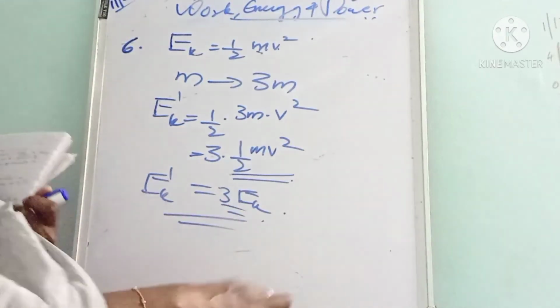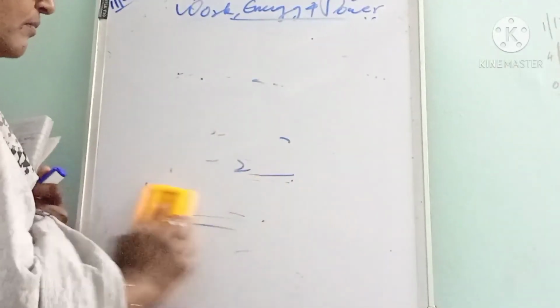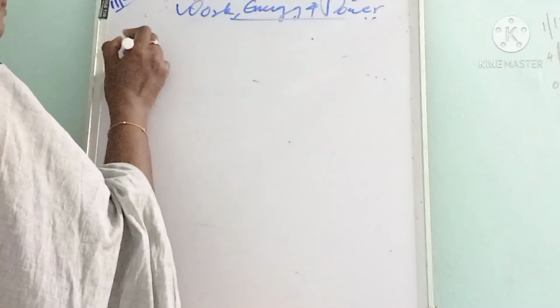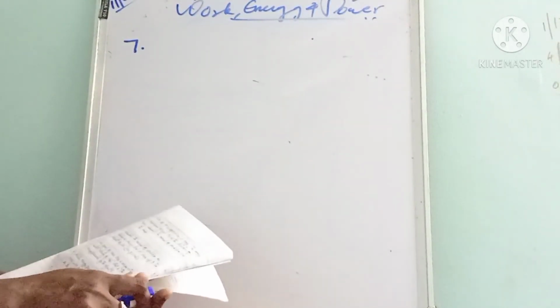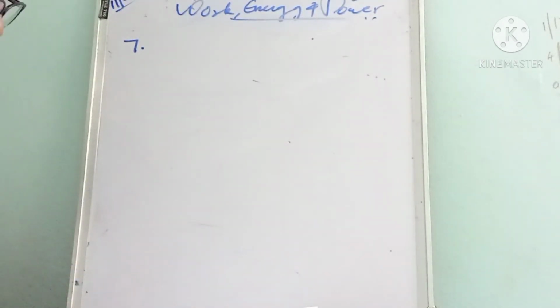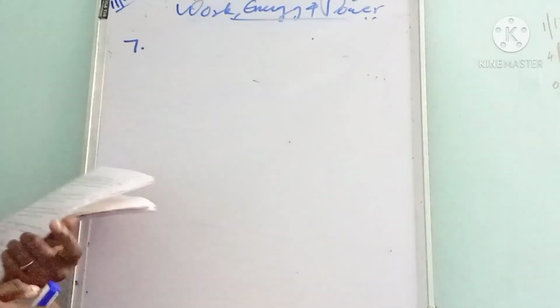Okay. Next we can do the 7th question. If the velocity of the body is tripled, keeping its mass constant, what will happen to its kinetic energy? In this question we have to triple the velocity, keeping the mass constant. Then what happens to its kinetic energy?